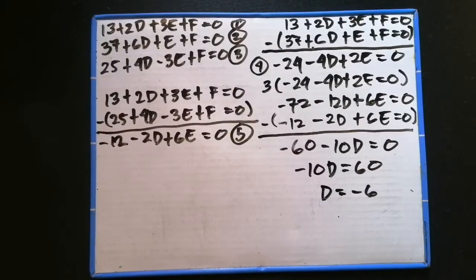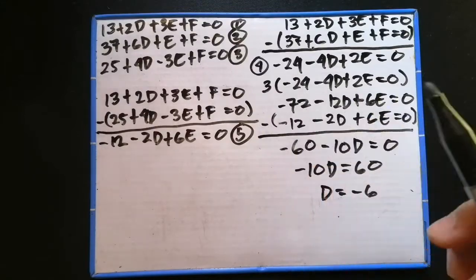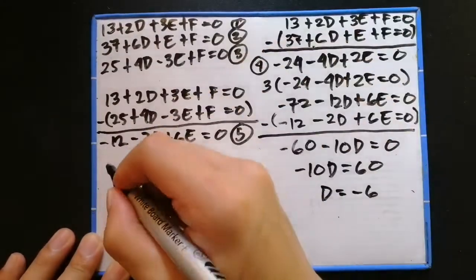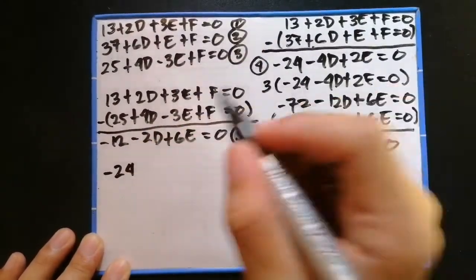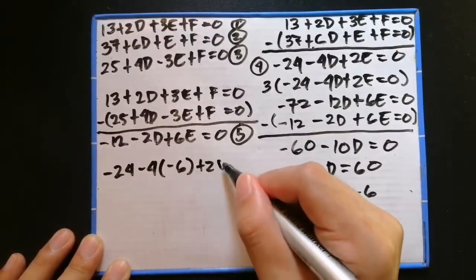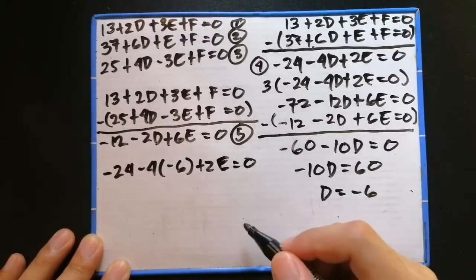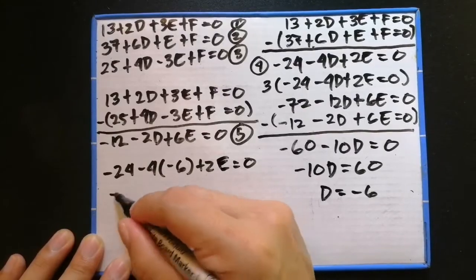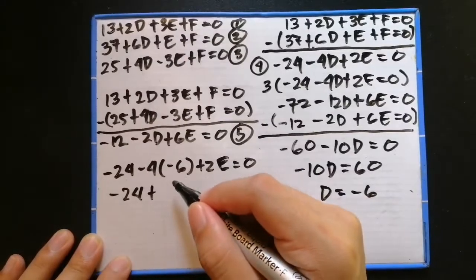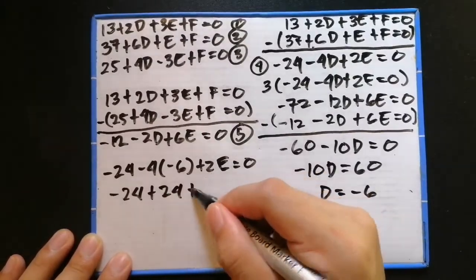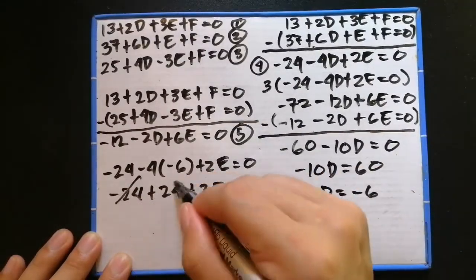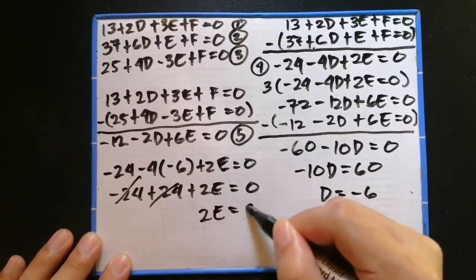So, si D, pwede na natin siyang i-substitute dito kay equation 4. Para ang hahanapin naman natin ay value ni E. So, si equation 4 ay negative 24 minus 4D, what is our D? Is negative 6, plus 2E is equal to 0. So, let's solve that. Negative 24, 4 times 6 is 24, positive kasi they are both negative. So, plus 24 plus 2E is equal to 0. So, makakancel na to. That will leave us 2E is equal to 0.